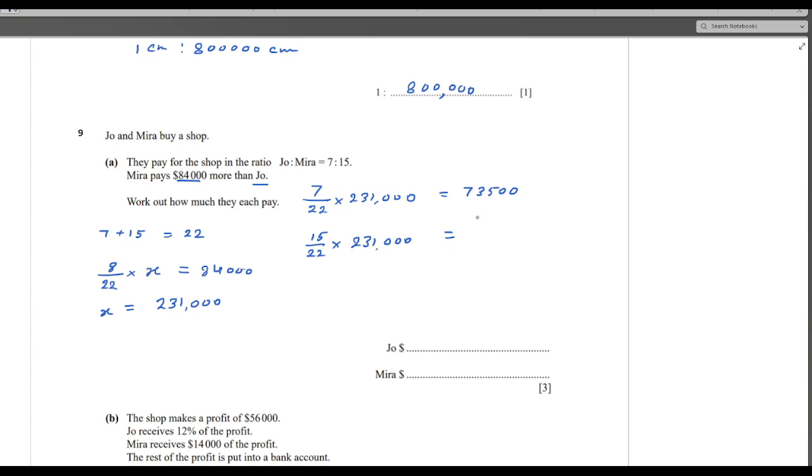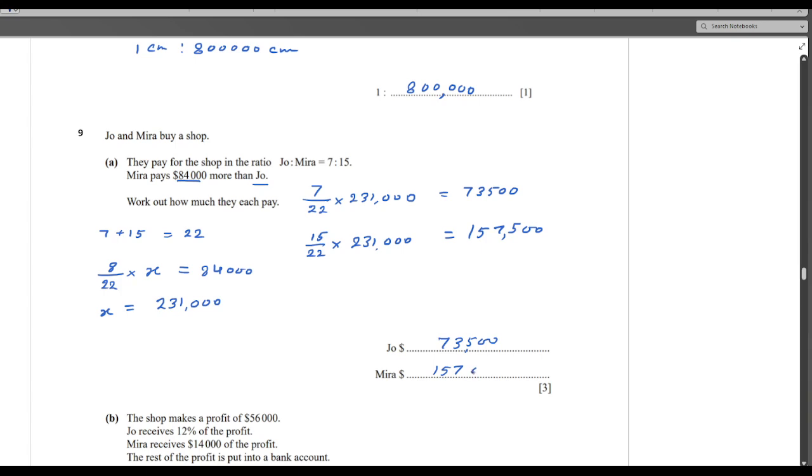So it is 157,500. So the value that Joe is paying is $73,500, and Mira is paying $157,500.